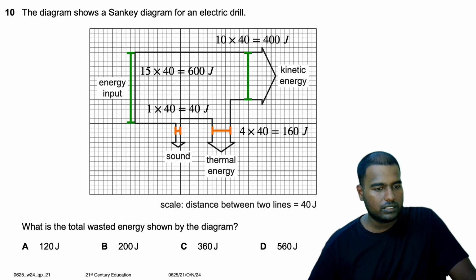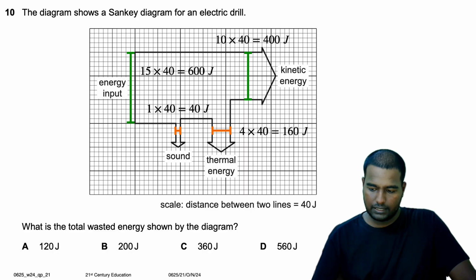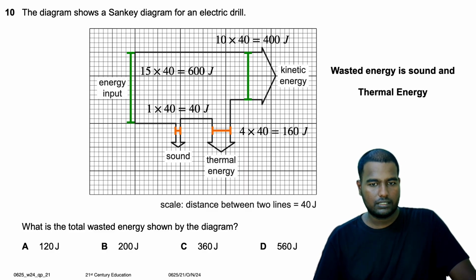What they are asking, what is the total wasted energy shown by the diagram? So wasted energy is sound energy and thermal energy. Now this is 40 plus 160 is 200 joule. B.